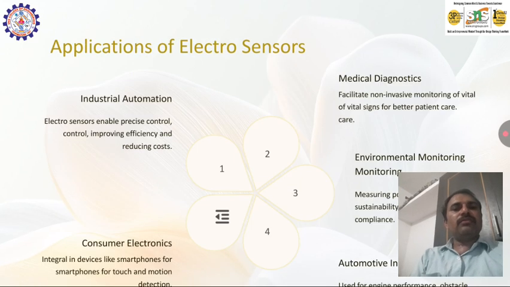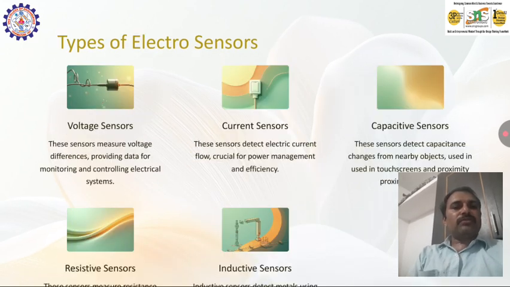So here we are going to see the types of electrosensors. What are the types? One is voltage sensors, current sensors, capacitive sensors, resistive sensors, and inductive sensors. These are all related to electrosensors.